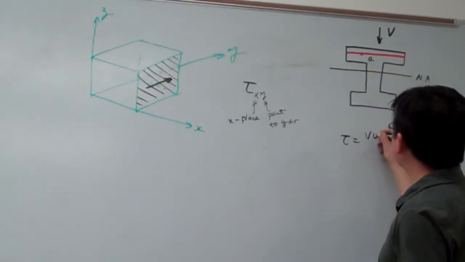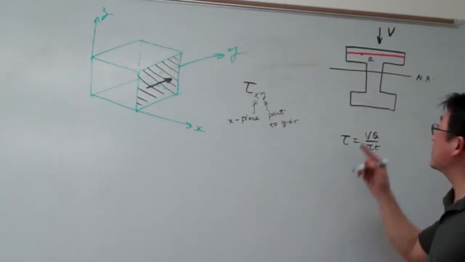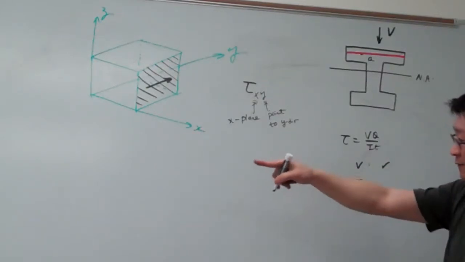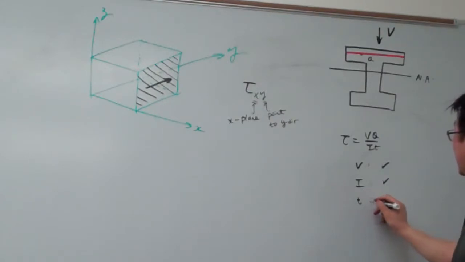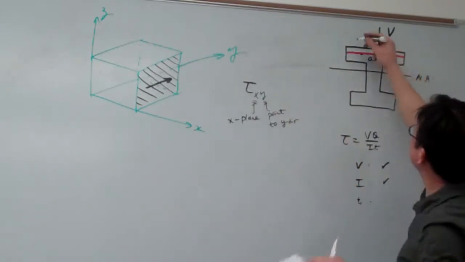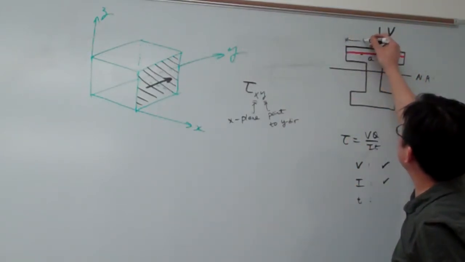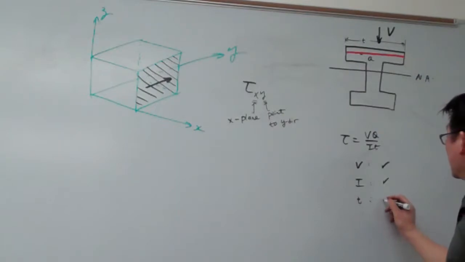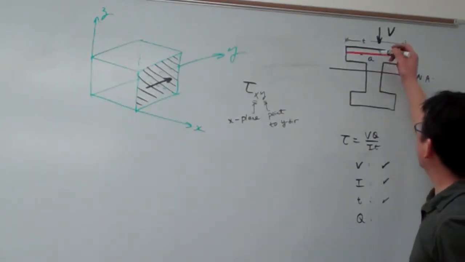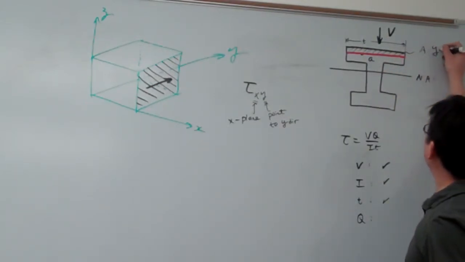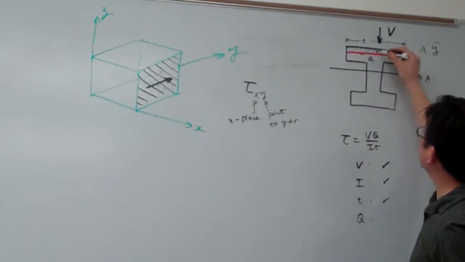So tau will be equal to VQ over IT. Then we see how to calculate for this case. The V is given, okay? And I, the same thing over there. And T is the thickness, the width. For this case, the width will be from here to here. So that is T. And Q, what is Q? Q basically, for example, we take this shaded area A multiplied with Y bar. From here, we measure the centroid of that, and then the distance here is Y bar.